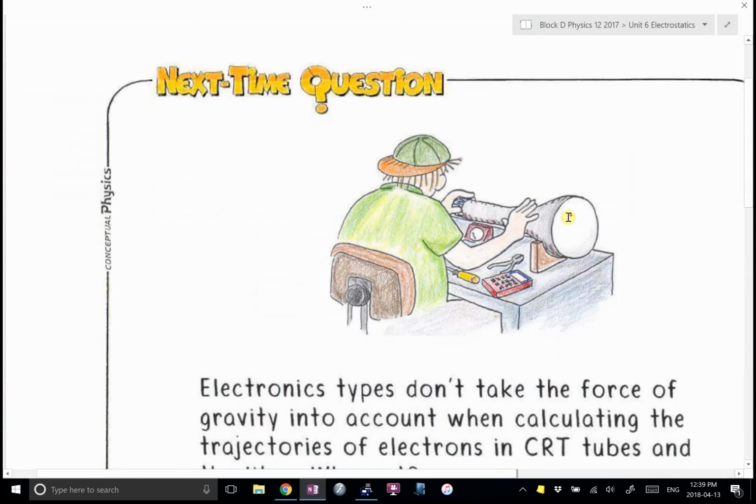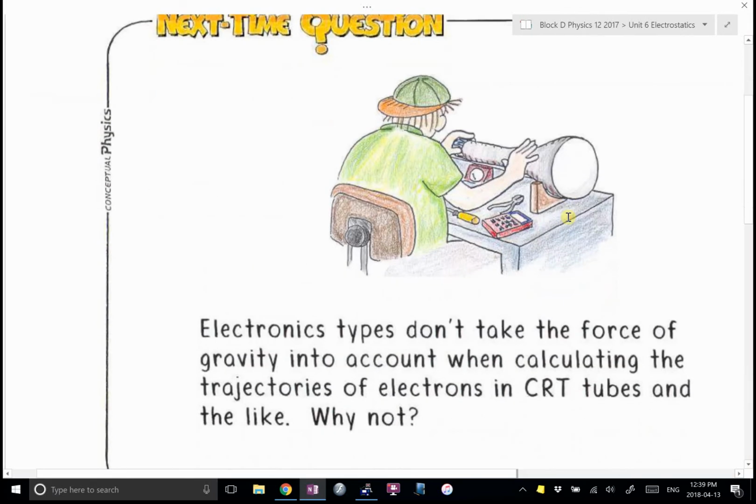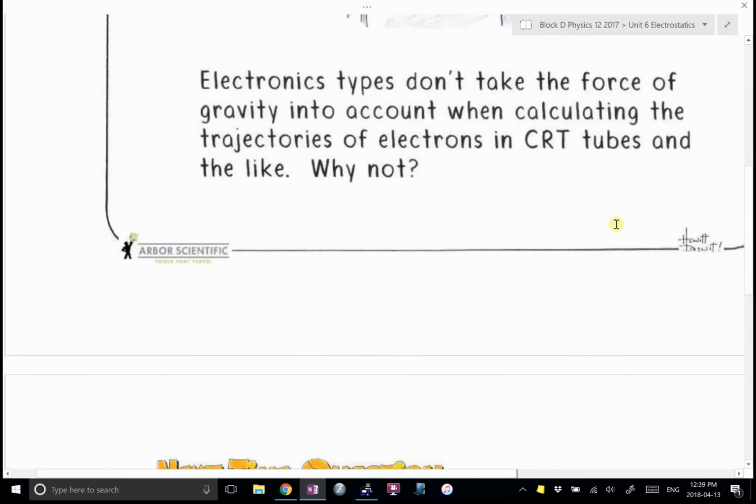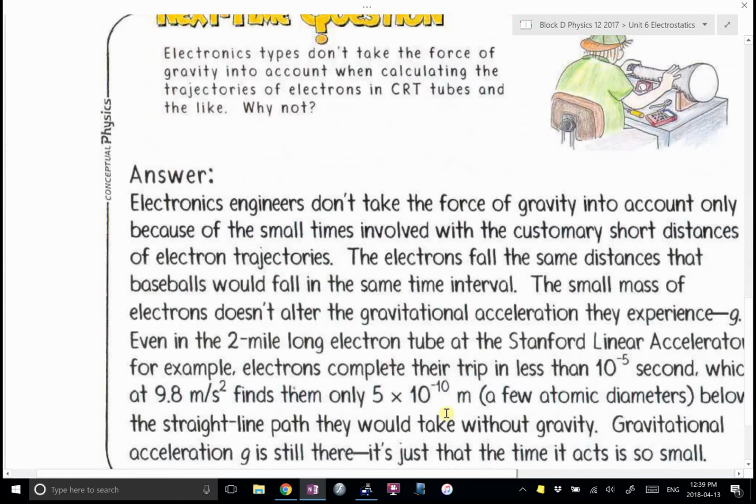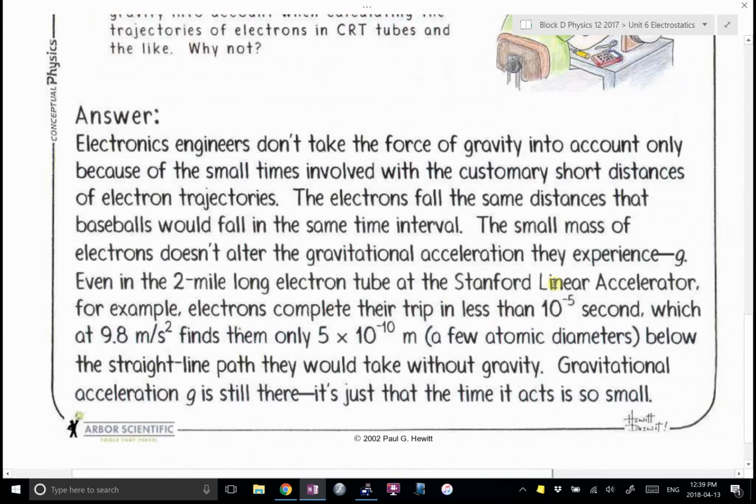So, I guess what you're saying is this. Electronics types don't take the force of gravity into account when calculating the trajectories of electrons. For example, in cathode ray tubes, we were going in a straight line even though gravity was pulling down. Why not? Yeah. The mass is so ridiculously light, you can crunch the numbers. The short distance that they're traveling, well, I think this even goes into more detail. Even in the Stanford linear accelerator, where the electrons travel 2 miles, because they go so fast, they only drop a few atomic diameters. It's negligible. No, it's a good question, though.